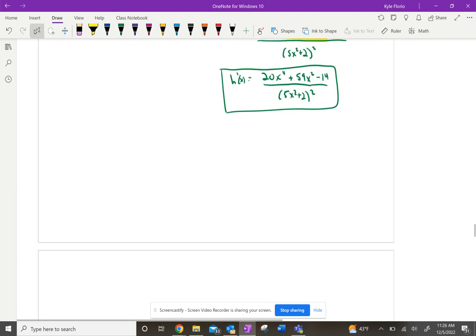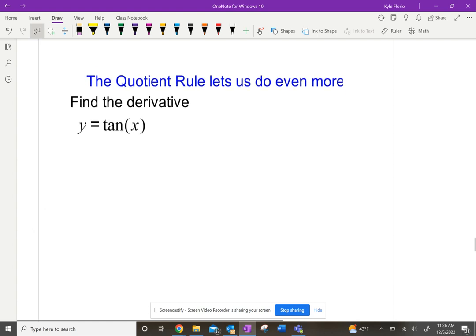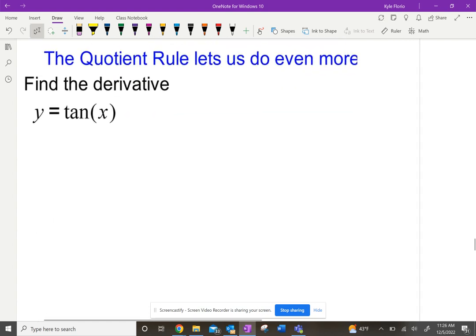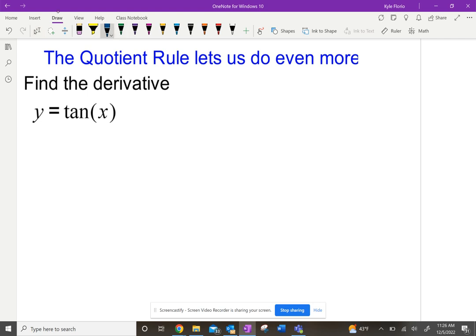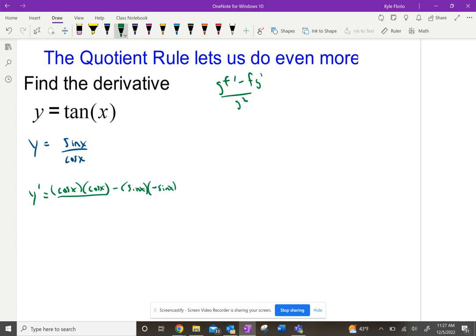But now that we have the quotient rule, we can actually find the derivative of tangent, which we couldn't before. The reason why we couldn't before is because tangent, if you were to rewrite it, is just the same thing as sine of x over cosine of x, which is a quotient, which we don't have a rule for. So now we do. If I want to take the derivative, just remember low d high minus high d low over low low. So low d high, the derivative of sine is cosine, minus high d low, the derivative of cosine is negative sine, all over low low, or bottom squared.